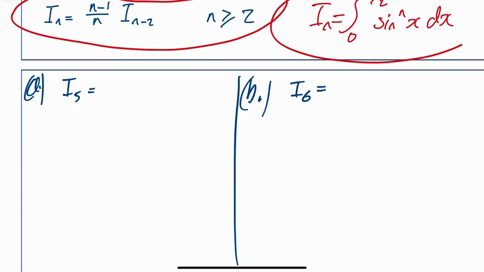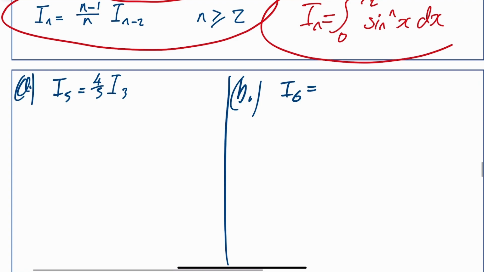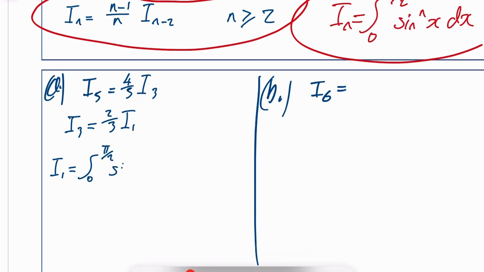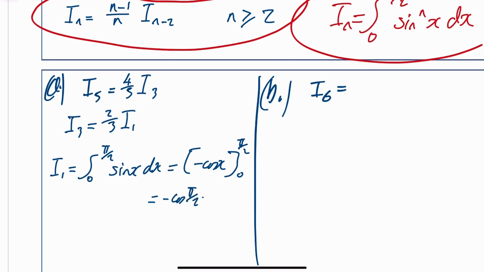So using the formula on the left-hand side, I5 is going to be equal to 4 over 5 times I3, and I3 is going to be equal to 2 over 3 times I1. And I1 we can work out. So I1 using the formula on the left is the integral from 0 to pi over 2 of sine of x dx. If you integrate sine, you remember you get minus cos, between pi over 2 and 0. So that works out to be minus cos of pi over 2 minus minus, which is plus cos of 0.